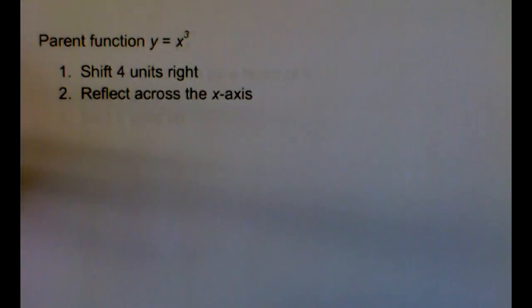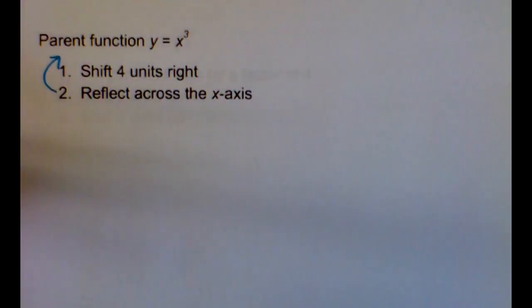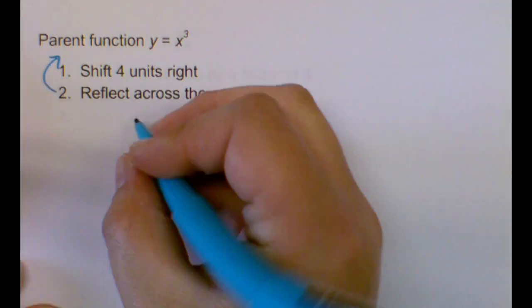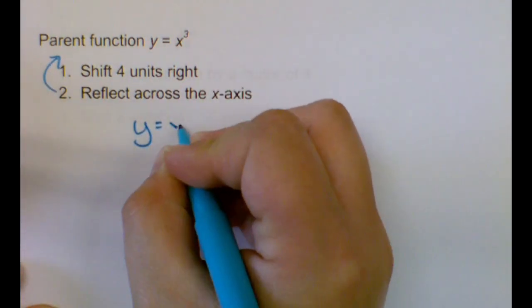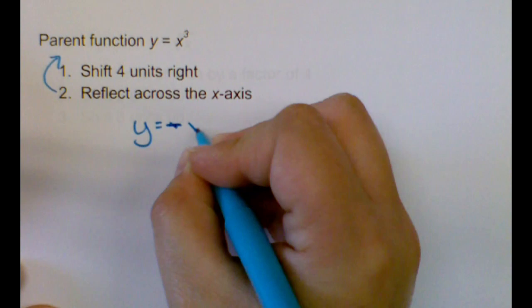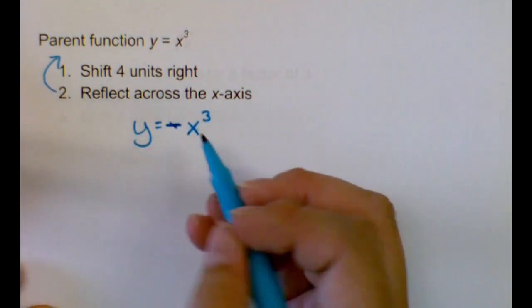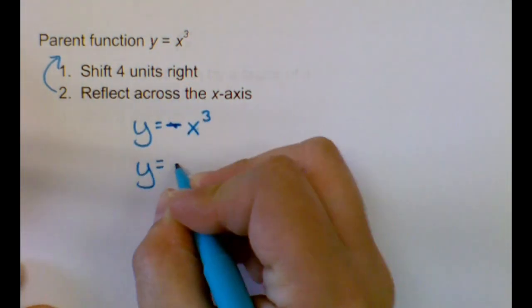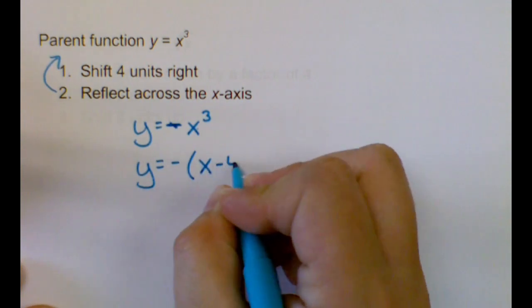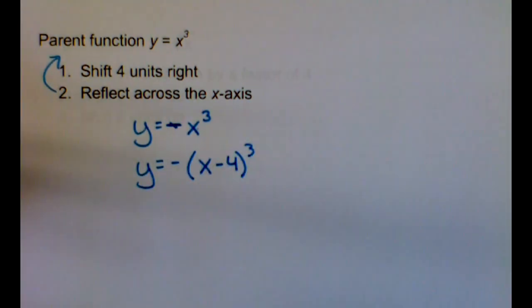All right, this parent function is y equals x cubed. I'm going to shift it to the right and reflect over the x-axis. Again, bump that up to the top. Reflection over the x-axis sticks a negative in the front. And a shift of 4 units right is a minus 4 in with the x. So we have negative x minus 4 cubed.